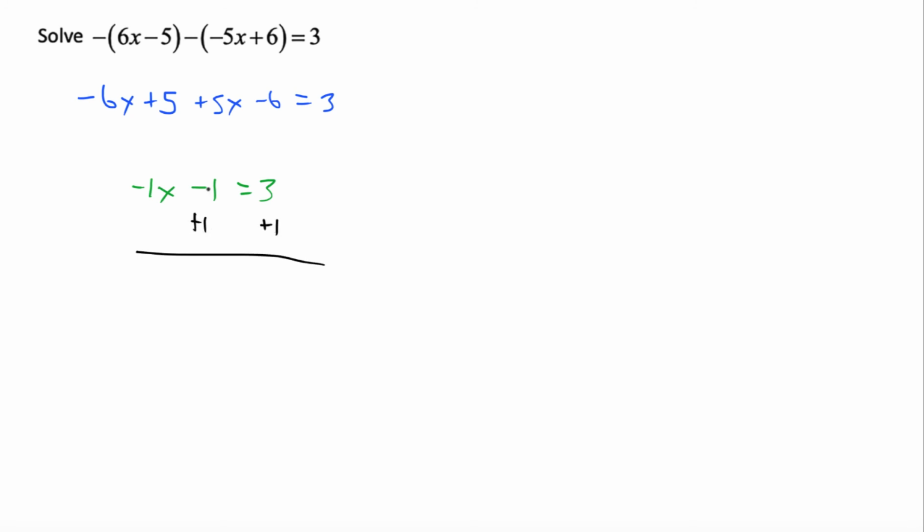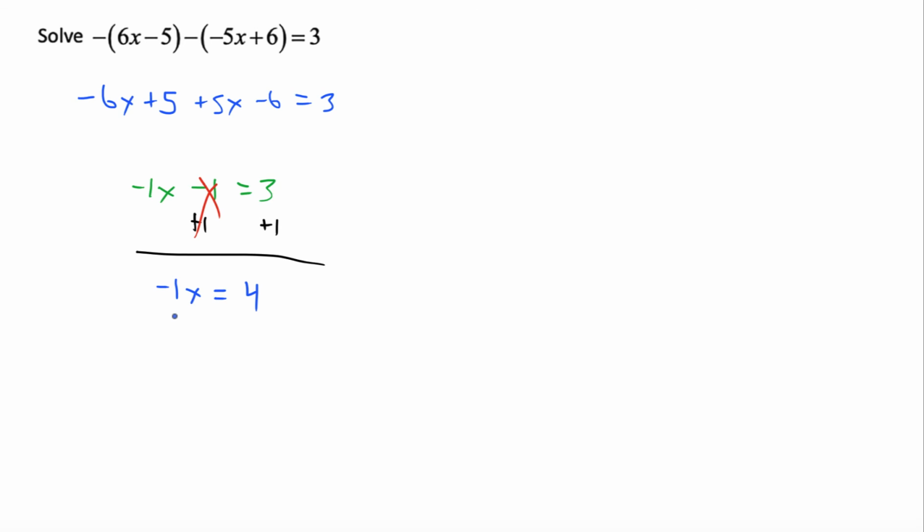Notice on the left side, the negative 1 plus 1 cancels out, so we're actually just left with the negative 1x. And what do we get on the right side here? 3 plus 1, which is equal to 4. So we have negative 1x equals 4. Now, this is not your final answer, because it's a negative x.